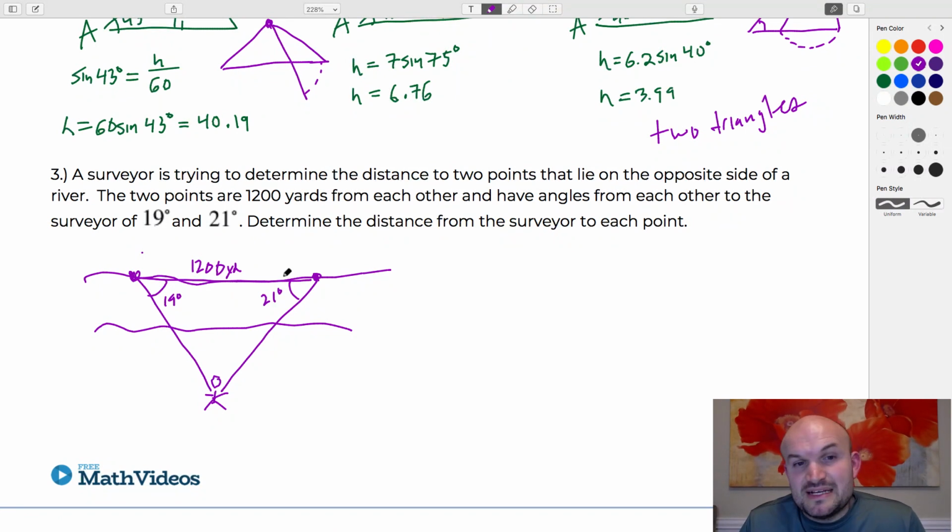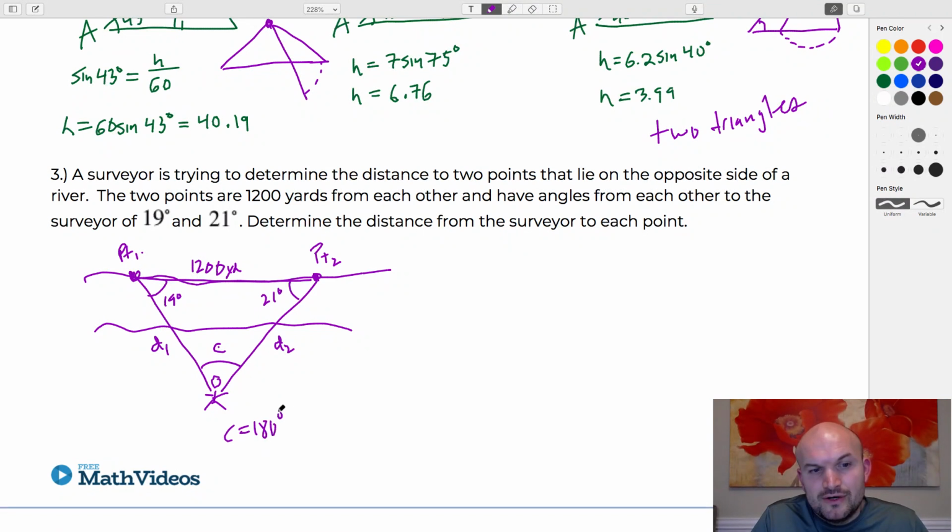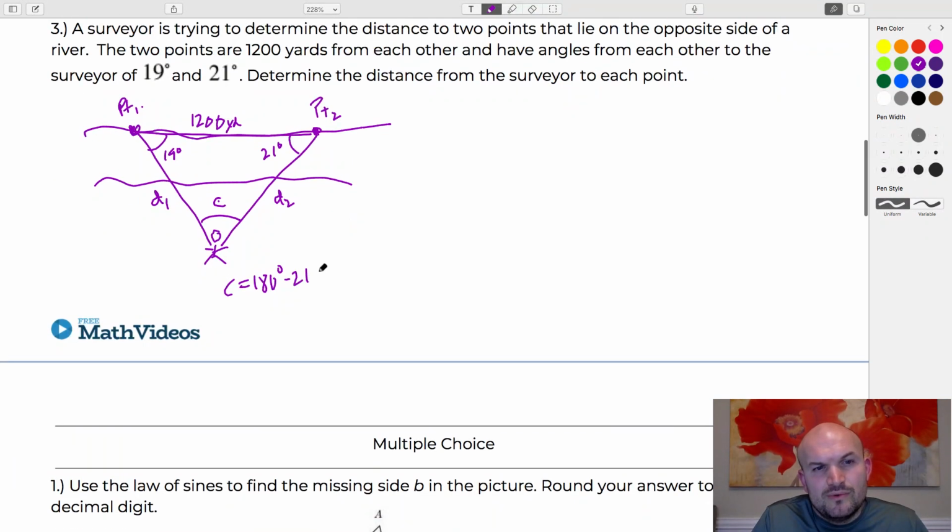Then it's basically asking us to determine the distance from the surveyor to each point. So let's call this distance D1, and this distance D2. This would be point 1, and this would be point number 2. To look at this, we need to create a ratio, so I need to figure out what this angle is right here. Let's call this C. So C equals 180 degrees minus 21 minus 19, which would be 140, I believe.